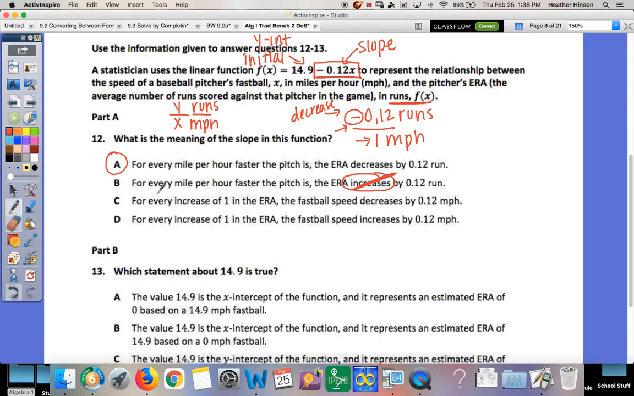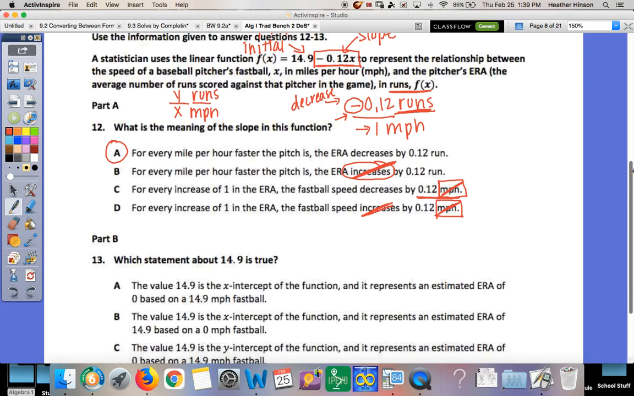For C, for every increase of 1 in the ERA, the fastball speed decreases by 0.12. This one's decreasing, but 0.12 is not your miles per hour. 0.12 was y. That's your runs. So that's why this one's wrong. It has the wrong unit on it. And then for every increase of 1 in the ERA, the fastball speed increases by 0.12 miles per hour. This one again says increases, which is wrong, but it also has the wrong unit right here. So it's wrong in 2 different spots. So make sure you watch your correct units.